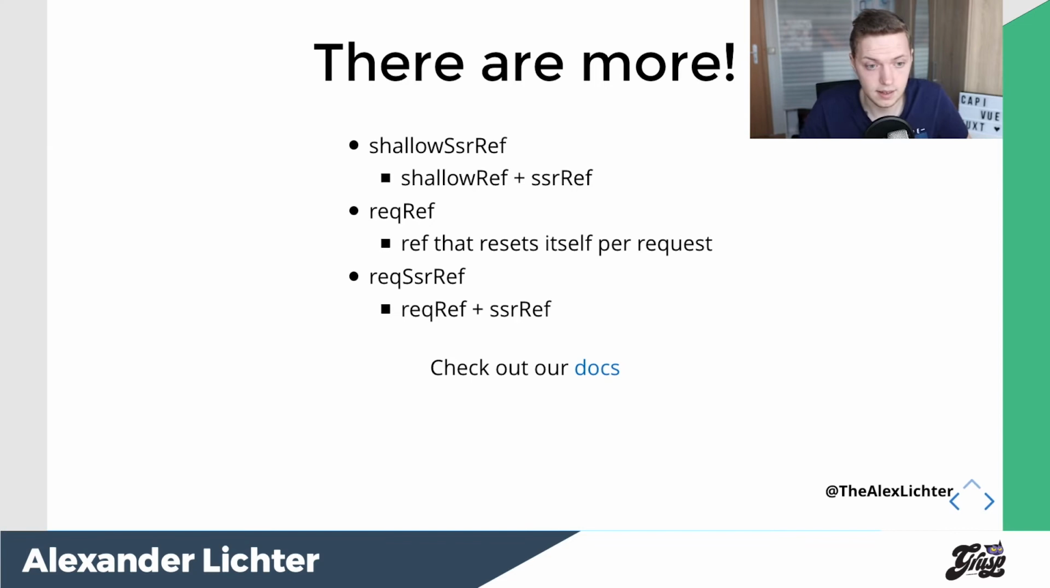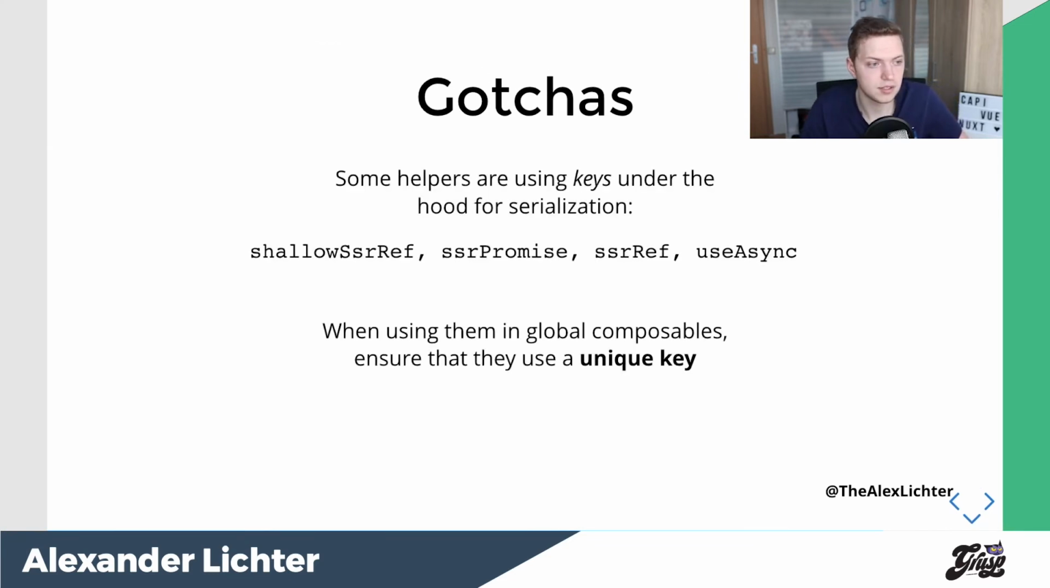Okay. And last but not least, some gotchas, because some helpers, as I said, SSRF, use async, for example, as well. SSR promise, never mentioned it here, and shallow SSRF, they're using keys under the hood for serialization. Because again, server state to client, somehow it has to be transferred, and you have to create some kind of mapping. The problem is when you use them in global composables, you have to put in a key. Otherwise, there will be mismatches and issues.